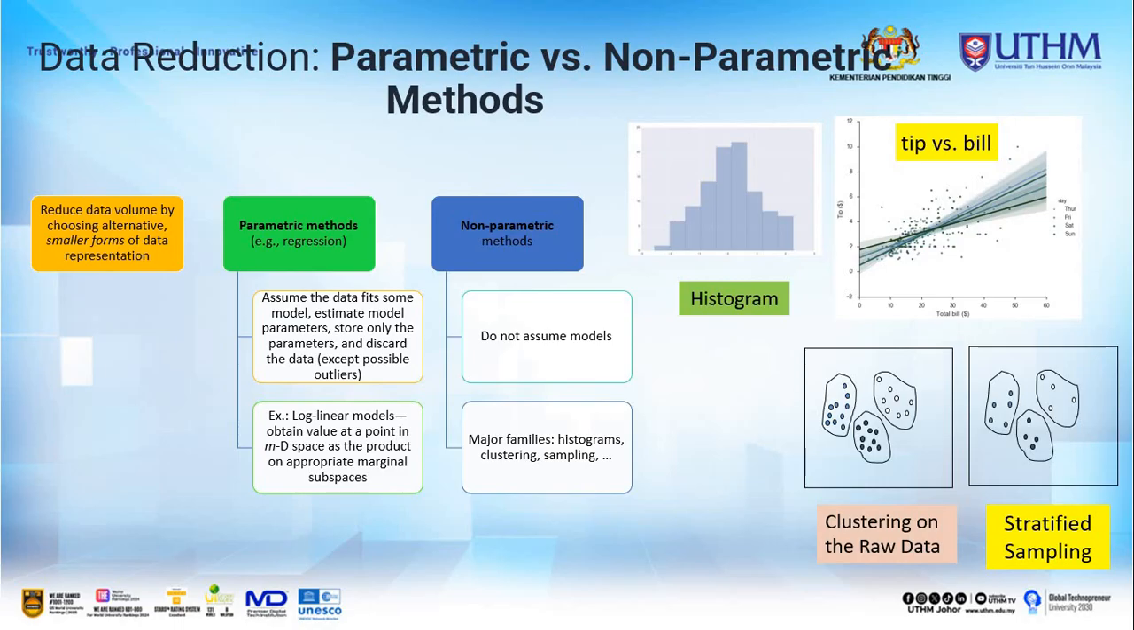So you can see the visual illustration on the right side of the slide. The histogram is a non-parametric method. On the other side is a regression line, which is a parametric method.